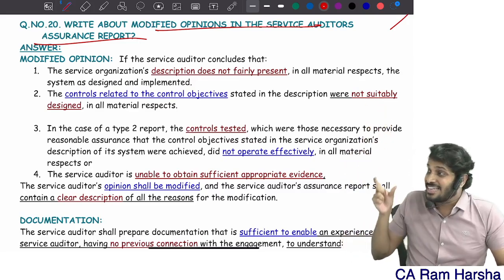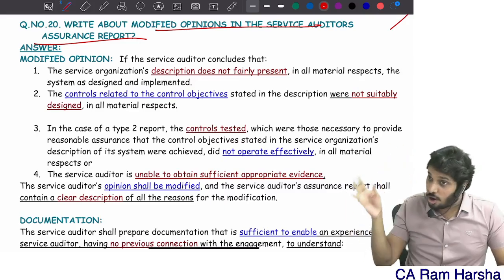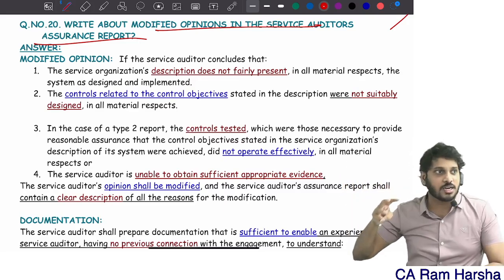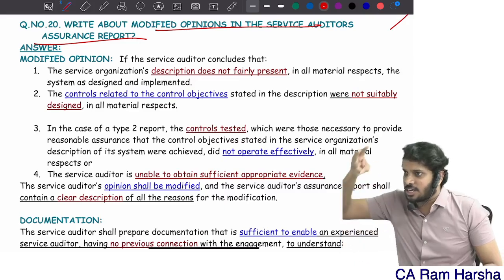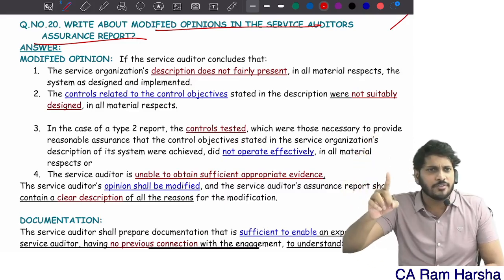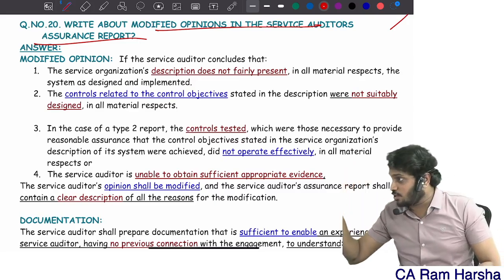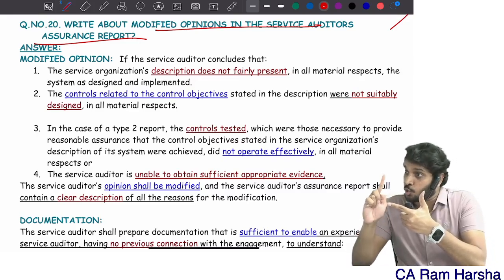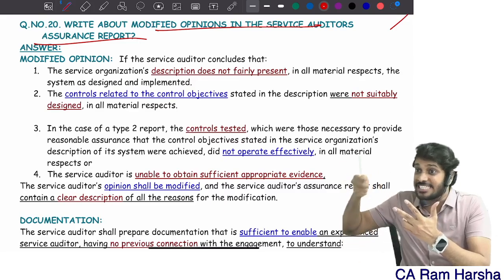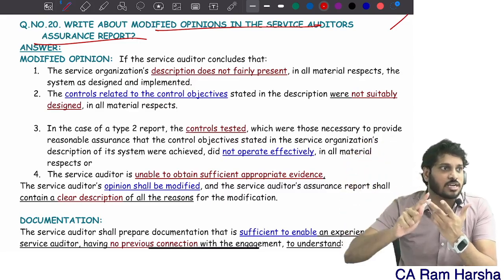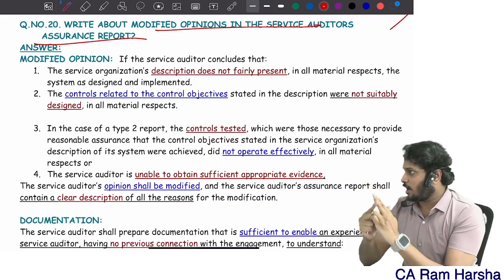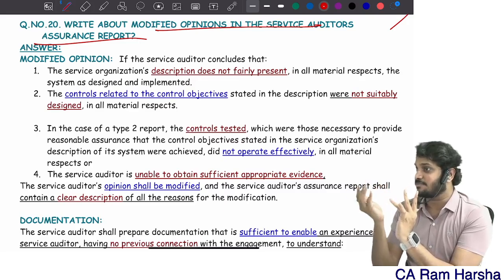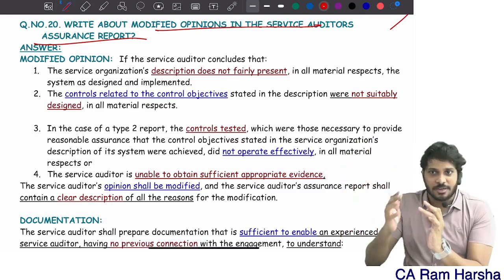If you found the description is not proper, or the control objectives and controls implemented are not suitable to each other, or third, controls are not operating effectively, in all these 3 cases, will you give a modified opinion or not? Yes. If controls are not operating effectively, or were not suitably designed, or what they described in the document is different from what really exists, then you will give a modified opinion. Not only that, you will give a modified opinion where you are unable to get this evidence.